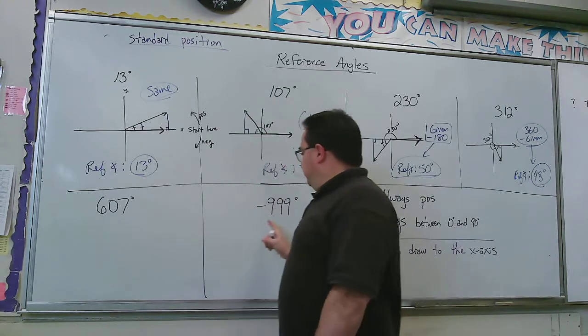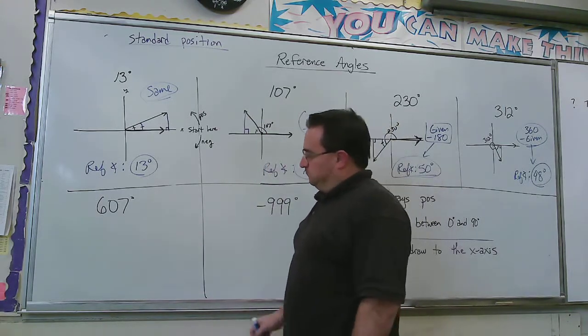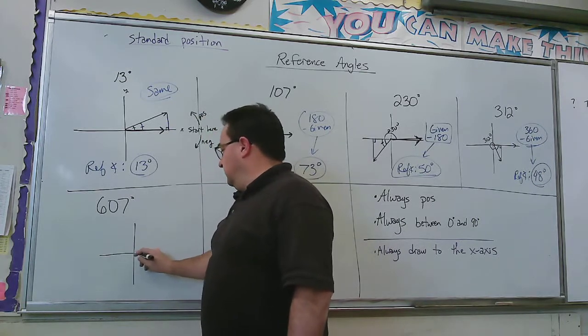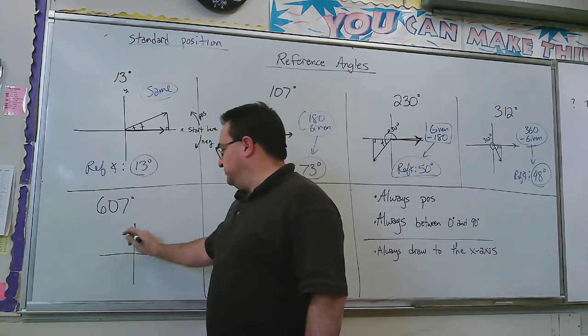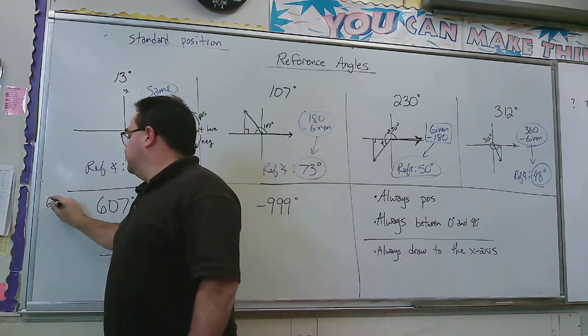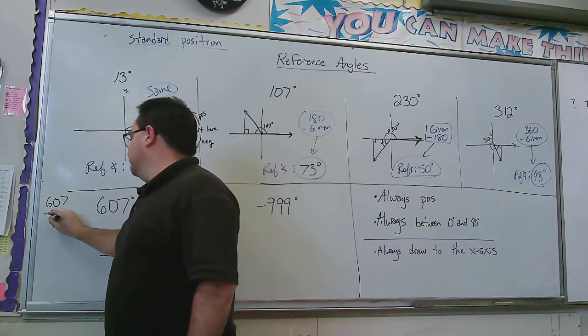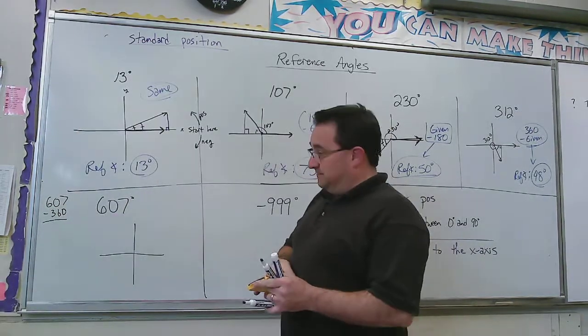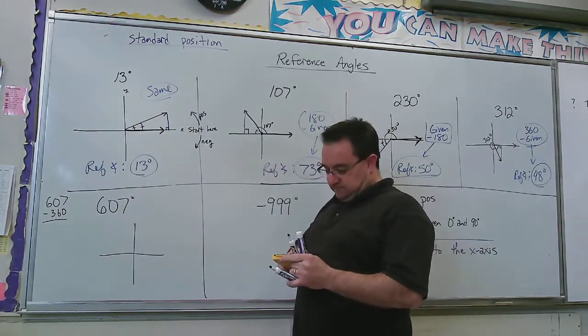All right, how do we figure one of these? Well, when you're doing one of these angles, you understand if it's over 360, that means you went around the circle more than once. So one way you can do it is just keep subtracting off 360 degrees until you get something less than 360.